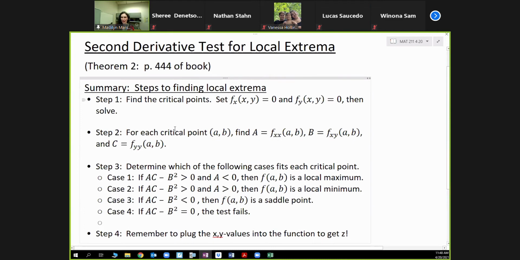So you don't necessarily need to get all of these down right now because I will put them into our example so we can go through each step. So these steps are a summary of the theorem on page 444. The theorem says what a maximum or minimum or a saddle point is. These I have arranged in steps to finding those things.